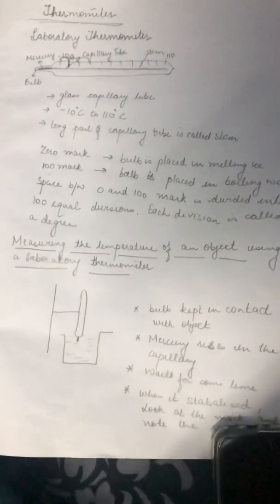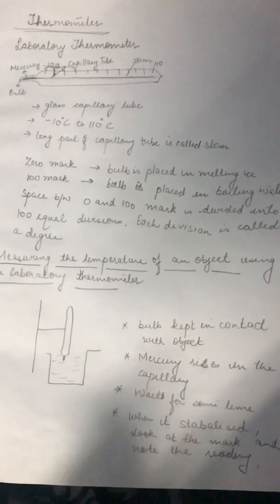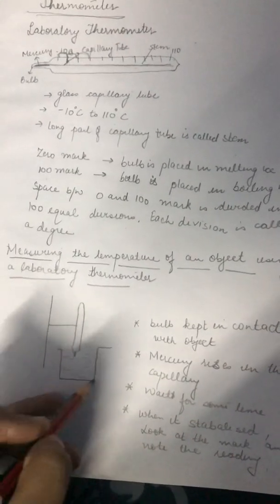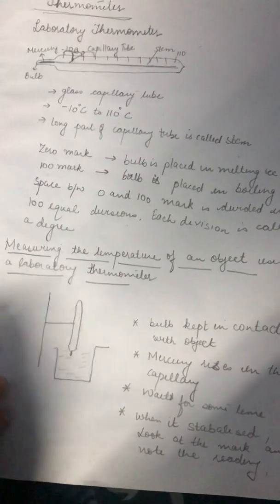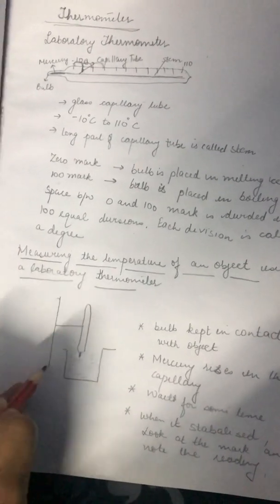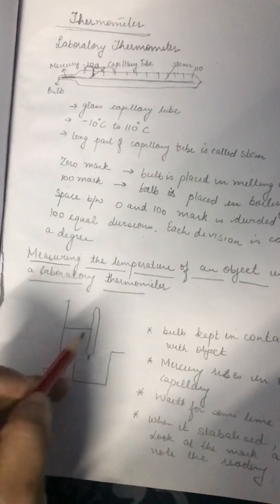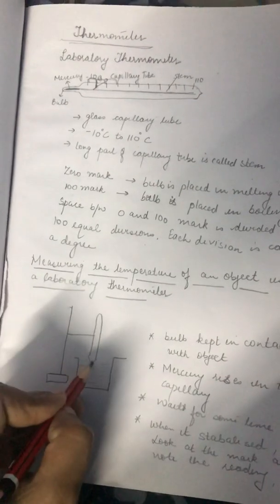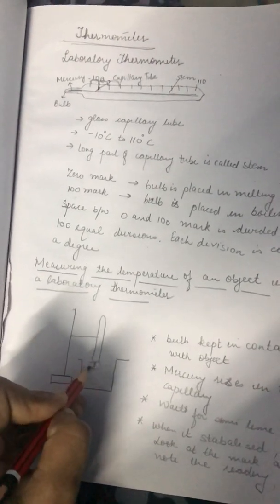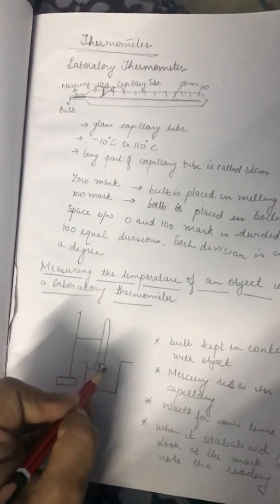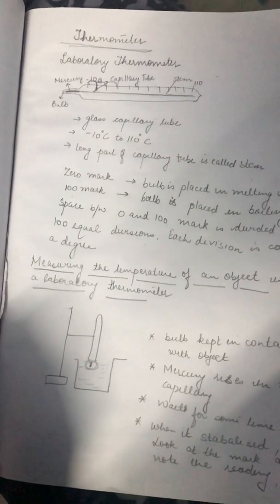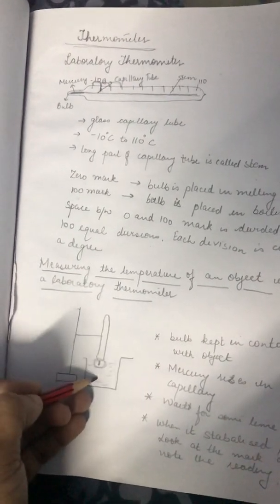Now how are we going to use it? For that, there is nothing much you have to do. Take some water, either the melting ice water or the boiling water. With the help of a stand, hold this thermometer. Now put this thermometer in that water. This is very important, beta: this bulb should touch that object, whatever the measurement you are going to take.